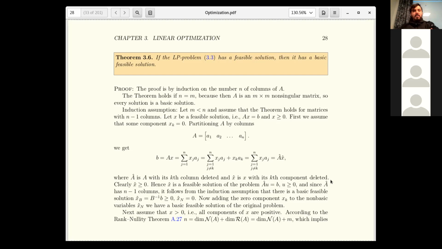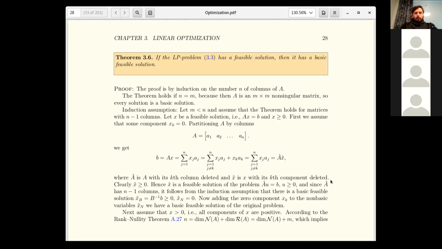So let's say that m is smaller than n and assume that the theorem is true for matrices that have fewer columns than this one. We now have a new matrix and we assume that if we took out one column from there, it would be true that if the problem had a feasible solution, then one of those basic solutions would be true there. So we're just increasing the size by 1 and assuming that for smaller matrices, this is true. Okay?